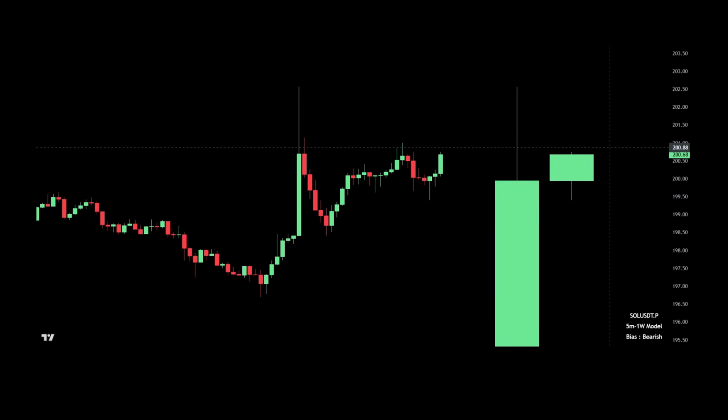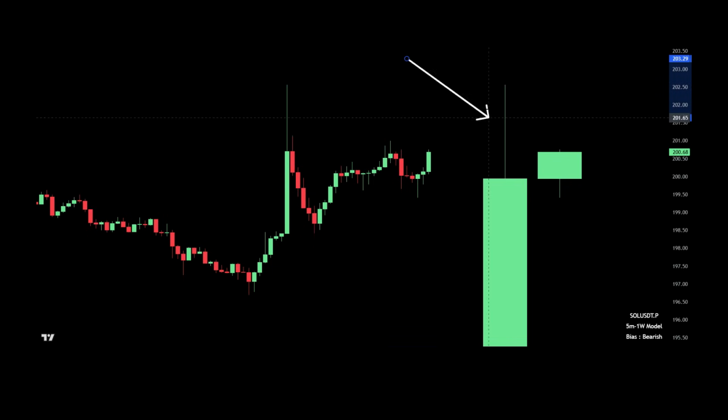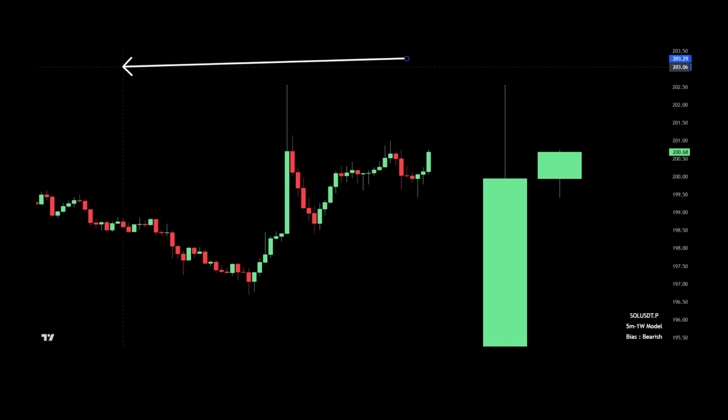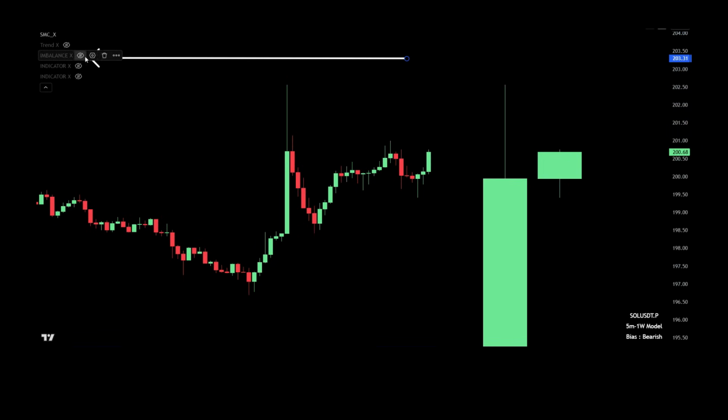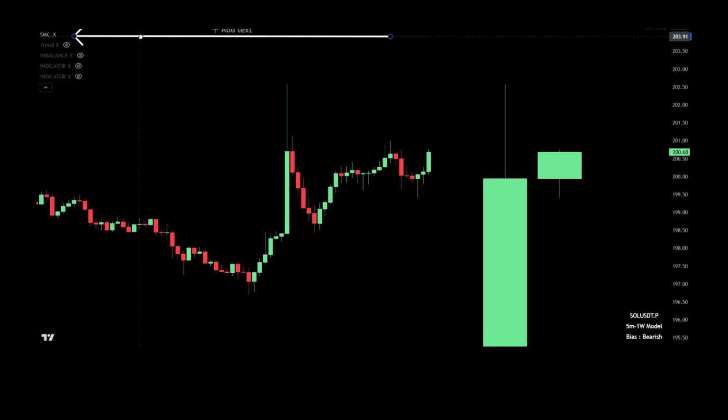Here we are on the charts. As you can see on the right, I've got my weekly candle and at the same time, I've got the 5-minute candles showing. So I've got the higher time frame and the lower time frame showing at the same time. I'm using an indicator called SMC X. If you'd like to know more, just click the link below.